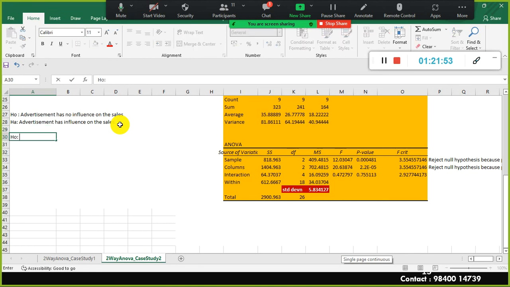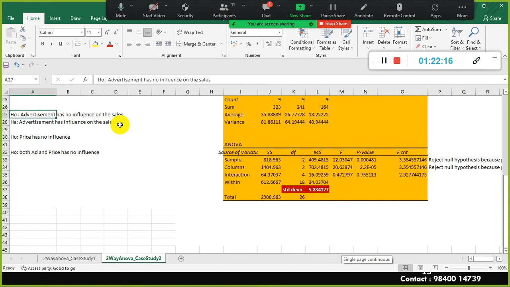Same thing, it's H sub 0. Here the price has no influence. So you know what the alternative hypothesis is? The opposite. So the next one is both advertisement and price has no influence. So we need to conduct 3 tests in the case of two-way ANOVA with replication. It gives us the interaction also, right?